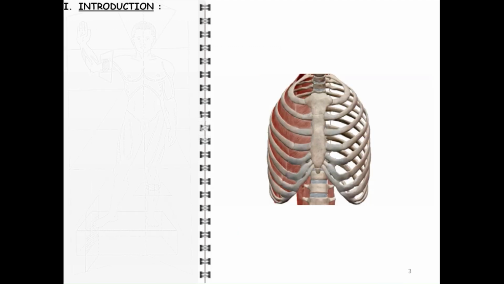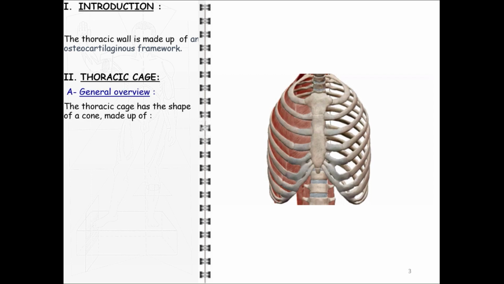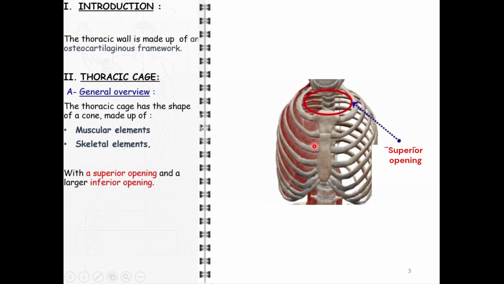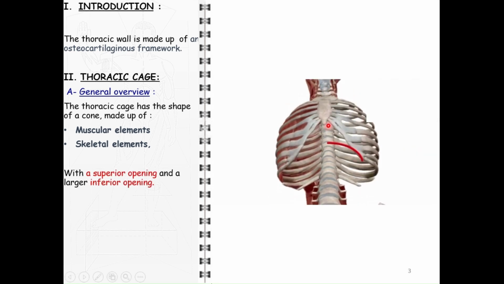The thoracic wall is made up of an osteocartilaginous framework, the rib cage, and is maintained by joints and intrinsic muscles. Let's start by detailing the anatomy of the rib or thoracic cage. The rib cage has the shape of a cone made up of muscular and skeletal elements, with a superior opening and a larger inferior opening.